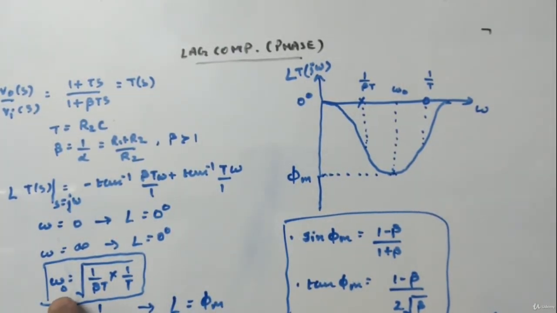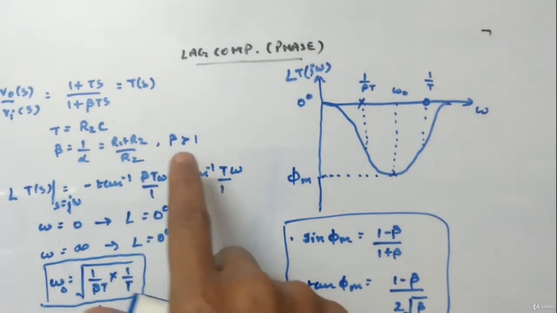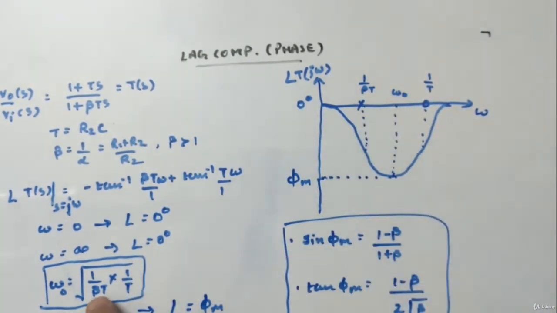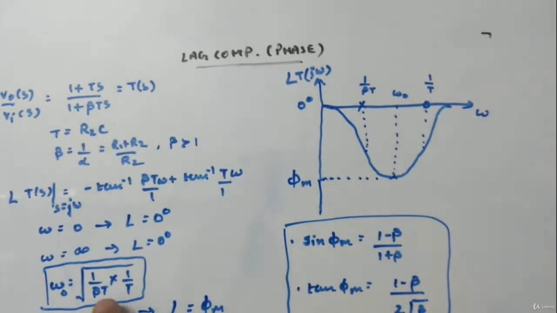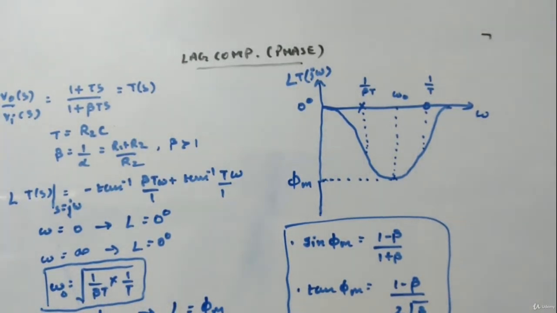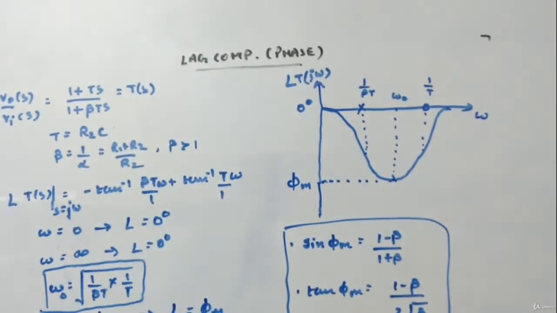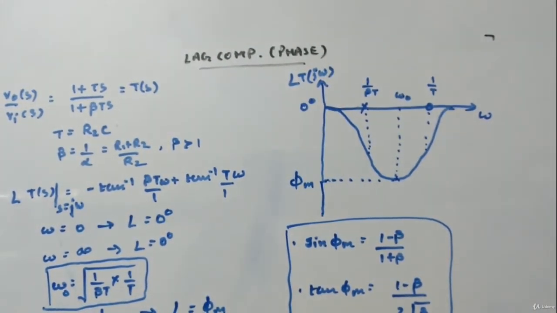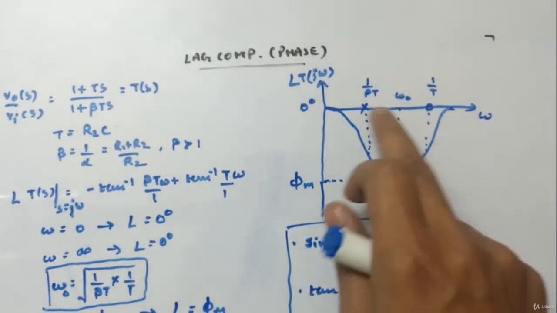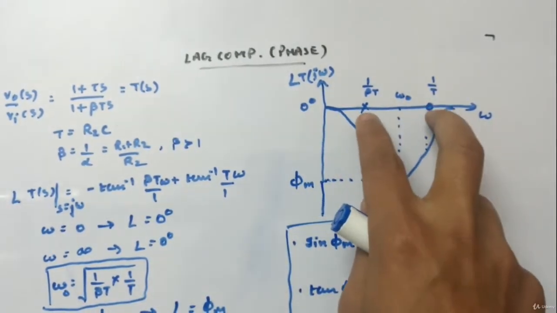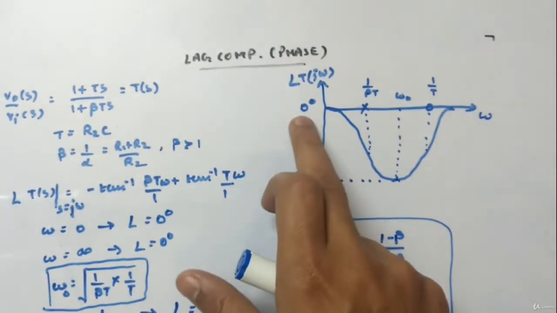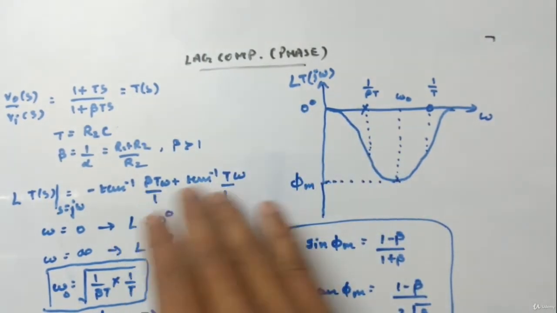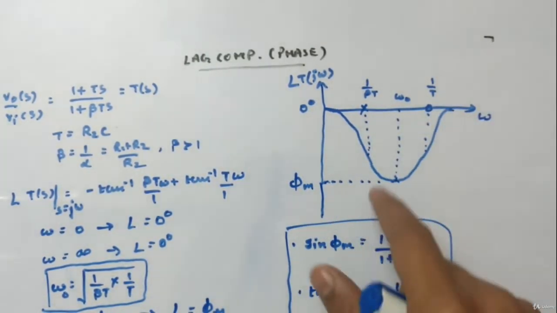Now the important point is omega naught, which is the geometric mean of the two corner frequencies, 1 by tau and 1 by beta tau. Under root, you will get 1 by root beta tau. Tau is R2C, beta is 1 by alpha. At this frequency you will get the maximum phase. This is the point, omega m, the geometric mean of these two frequencies. It is starting from 0 degrees, ending at 0 degrees. At different values of beta, tau and omega, you will have this sort of curve.